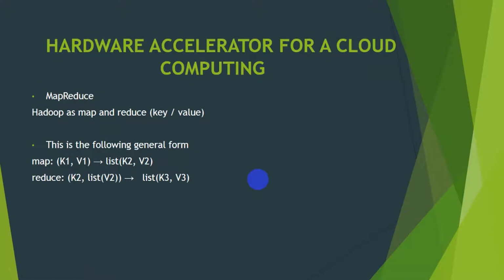For MapReduce, MapReduce uses Hadoop as a map and reduce. MapReduce means a key value, like in the format below. So the map will take key1 value1 as the input, and the output will be a list of key2 and v2. In reduce, key2 is the input, and the input for the value will be a list. For the output, the key and the value will be in a list.